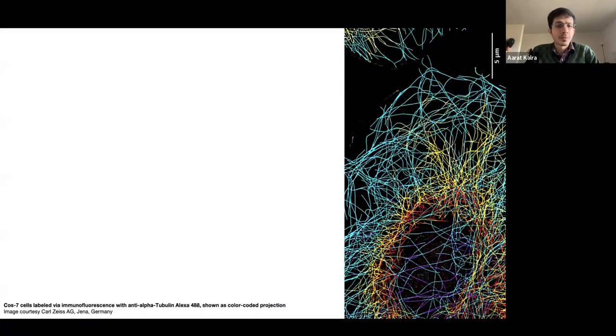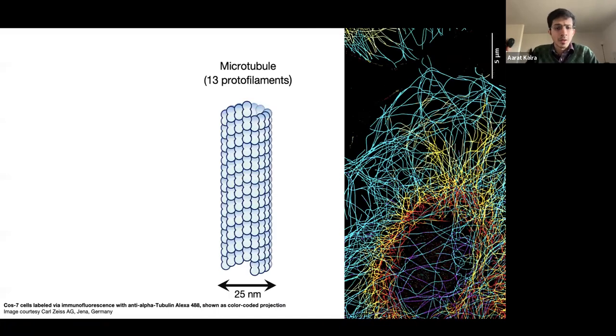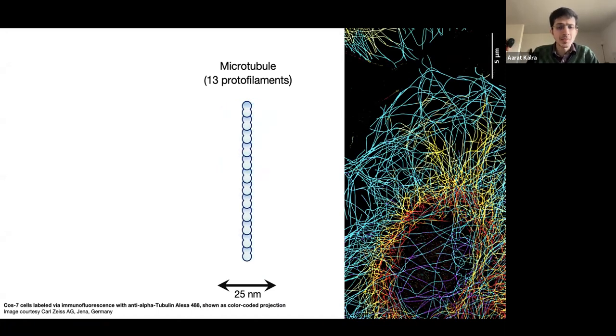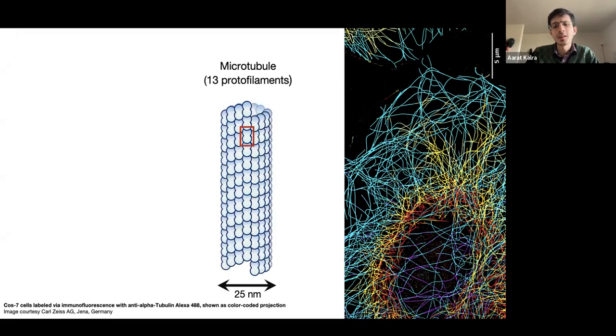Okay. Now this talk is going to focus on microtubules. A typical microtubule has 13 protofilaments. A microtubule is cylindrical, and it has 13 columns of this protein tubulin that wrap around to form the cylinder. The cylinder is about 25 nanometers wide, and it can be several micrometers long.